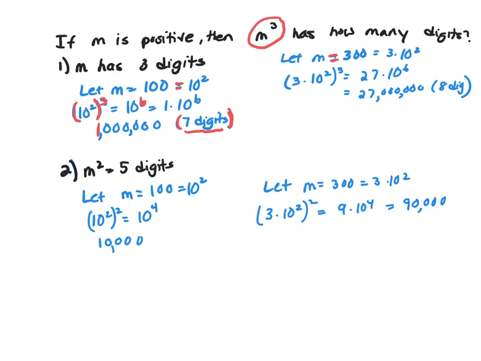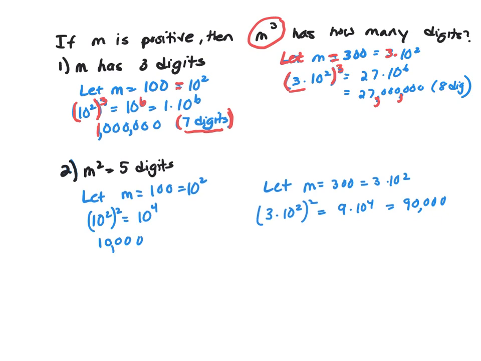Okay, it's the work I'm showing over here. So 300 is what? That's 3 times 10 squared. And now I need to cube it to see how many digits it gives me. 3 cubed is 27. And then 10 to the 6, that's 27 with 6 zeros. And that gave me 8 digits. So that doesn't allow me to answer. It doesn't tell me how many digits m cubed has when m has 3 digits.